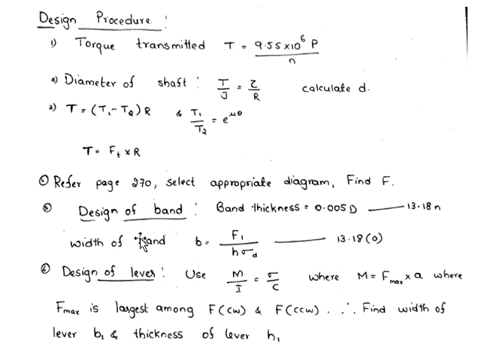Next step, design of band. We have to find out thickness of band and width of band. We can calculate thickness of band using equation number 13.18, that is 0.005 into D, where D is diameter of drum. And to find out width of band, we can use equation 13.180. Very next equation. In this equation, F1 is nothing but T1. This value you can obtain it from previous step. F1 and T1 is one and same.